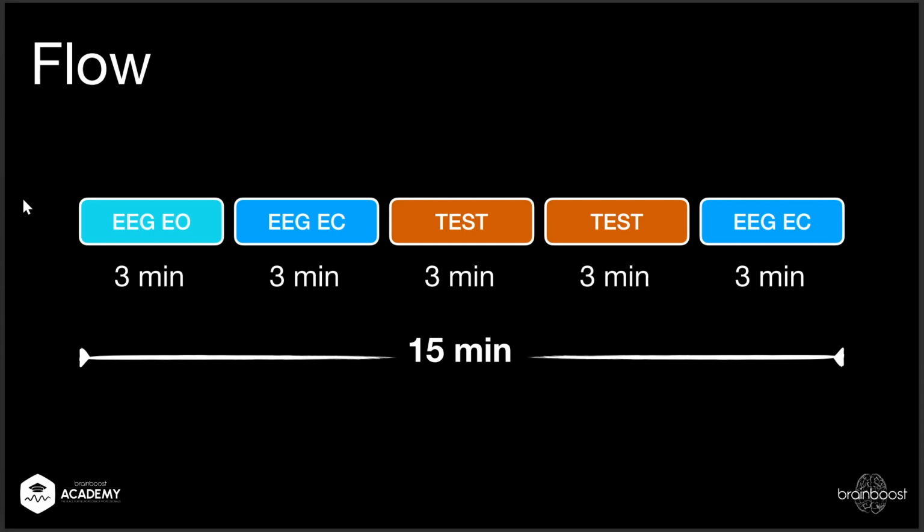You start a recording, and then basically once you start a flow, like you see here on the screen, once the client presses, for example, A to start, it will automatically record, in this case, 3 minutes of eyes open, then automatically record 3 minutes eyes closed. Then the test will start, like Stroop, CPT, etc. I will go over this. And another test, another eyes closed. And this, for example, will be a 15 minutes flow.